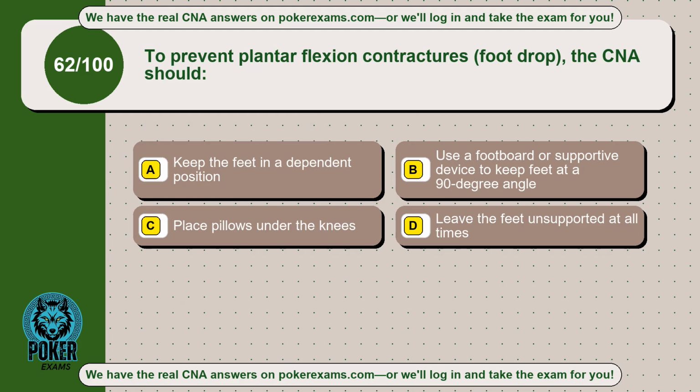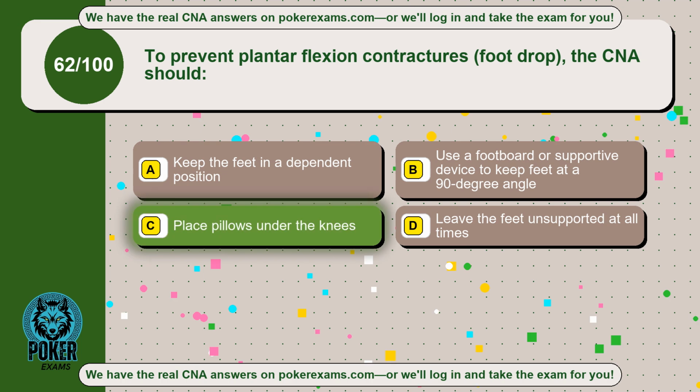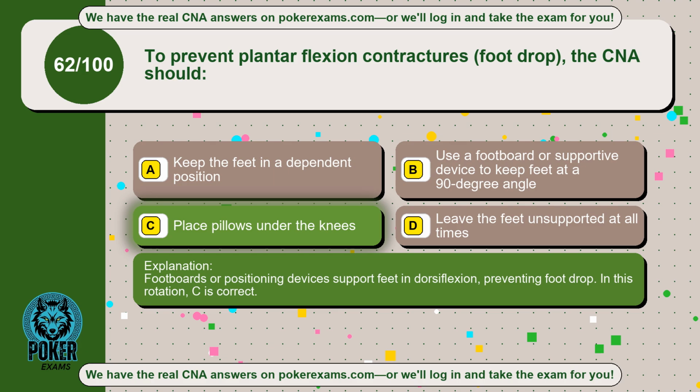Question 62. To prevent plantar flexion contractures, foot drop, the CNA should: Option A, keep the feet in a dependent position. Option B, use a footboard or supportive device to keep feet at a 90-degree angle. Option C, place pillows under the knees. Option D, leave the feet unsupported at all times. The correct answer is option C, place pillows under the knees. Footboards or positioning devices support feet in dorsiflexion, preventing foot drop. In this rotation, C is correct.